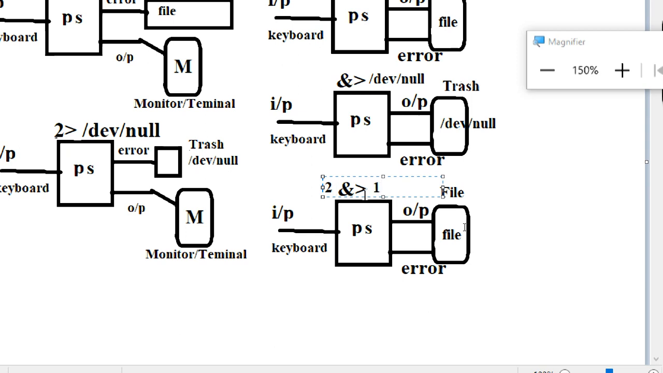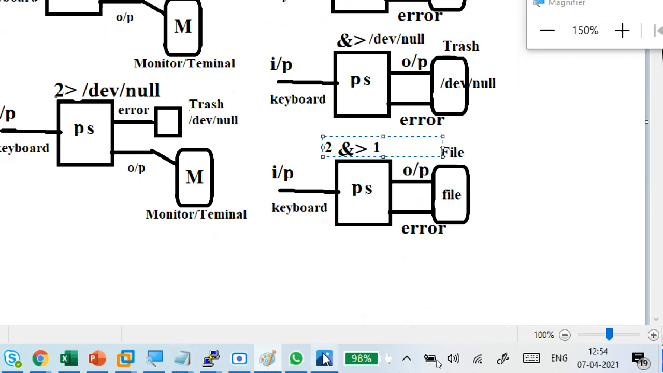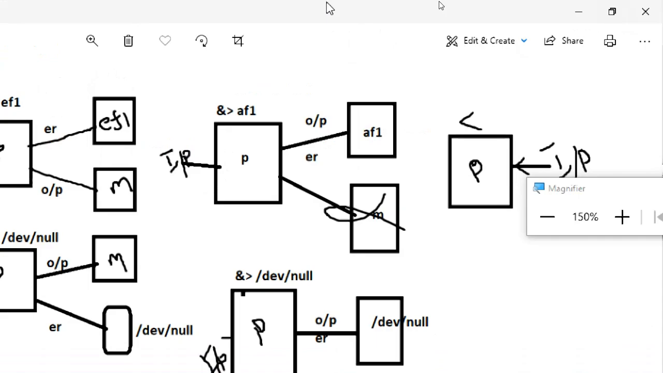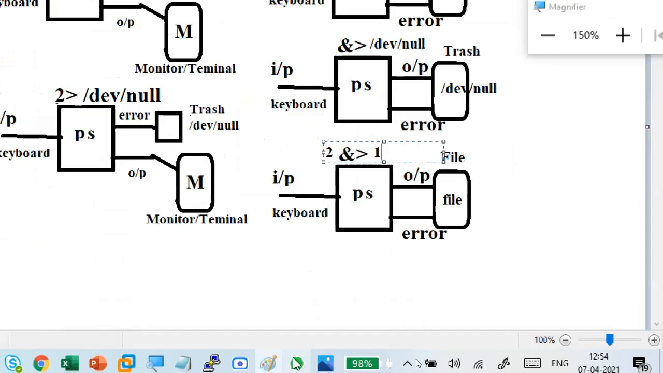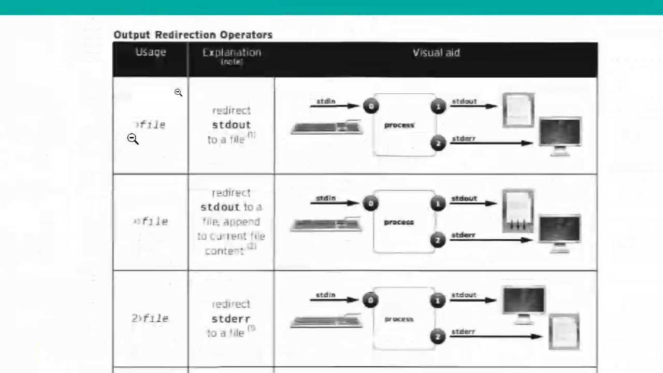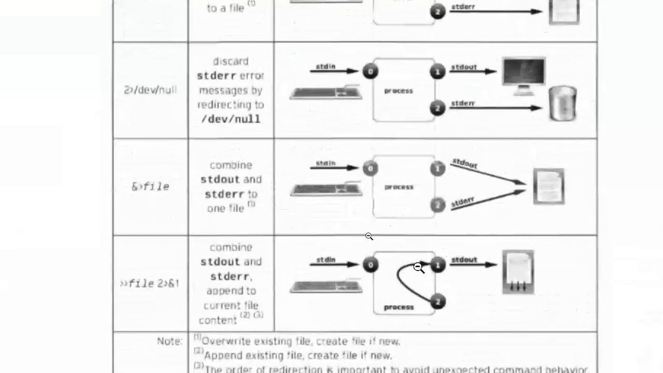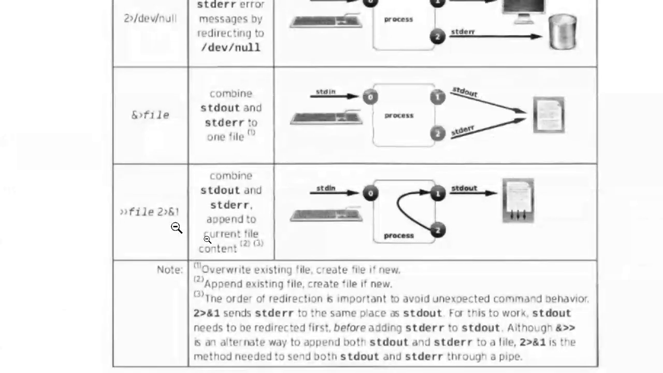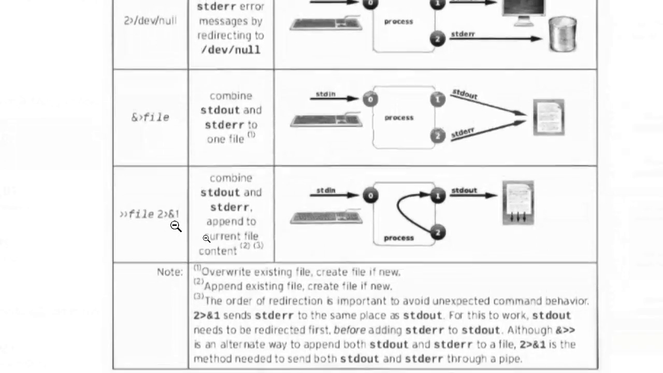This is also one symbol, two greater than like that. I sent a picture to your WhatsApp. Guys, try to check this WhatsApp picture. So what is the one greater, how is it going on? It's a clear picture. So you can use up to here, ampersand file. Of course, there is some other thing there, that's a different one.